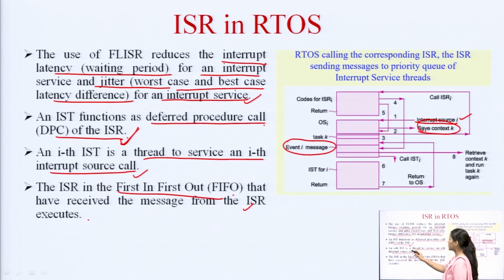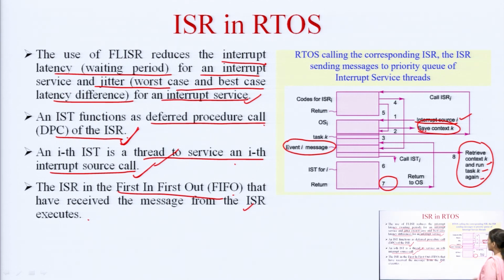The ith IST is the thread to service an ith interrupt source call, and this is being called and executed here. After the ISTs have been called, it will again return to the operating system, retrieve the context k and run task k again. In this order the ISR is executed, then the IST for the ith task is executed, and then it returns to the main thread, the main function.